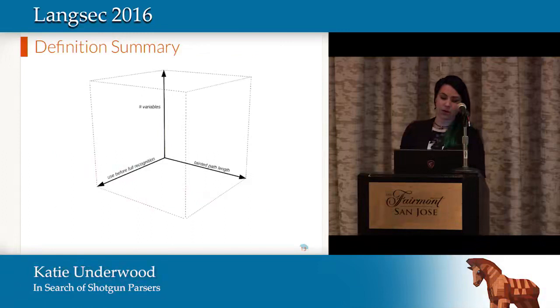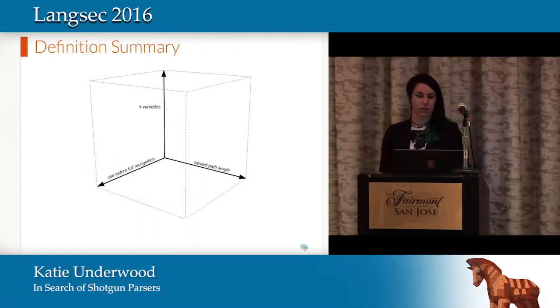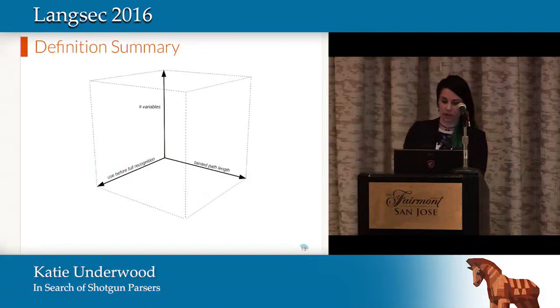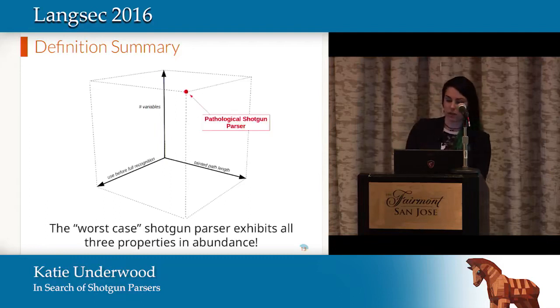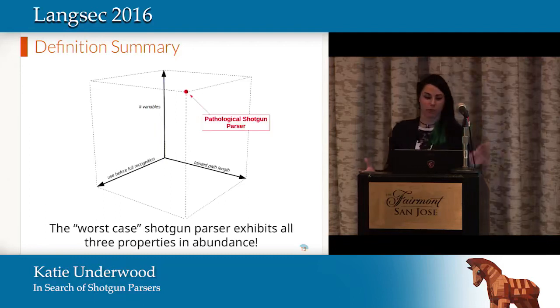And so now we can use our 3 parts of our definition to visualize this 3D definition cube. And within this space, we can talk about how prevalent each of these properties is in a given application. So of course, our pathological shotgun parser would be out here at the extremities because it exhibits all 3 of these properties in abundance.